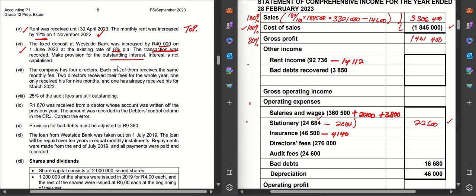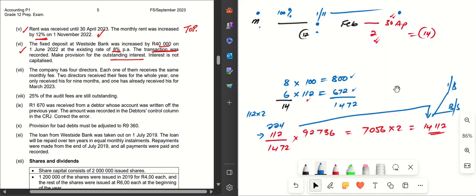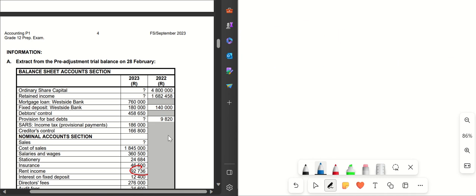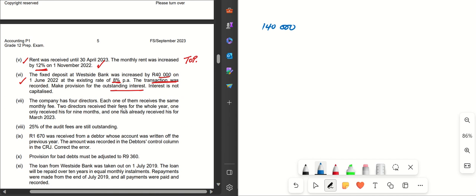Interest is not capitalized. So what they're trying to tell us is, we had a fixed deposit at the beginning. And the fixed deposit that we had at the beginning, I think you can see it over here, we had 140,000 at the beginning. And the interest rate on the fixed deposit is 8%. So it would be 140,000 multiplied by 8%. And that fixed deposit, we did not have the same amount for the entire year.